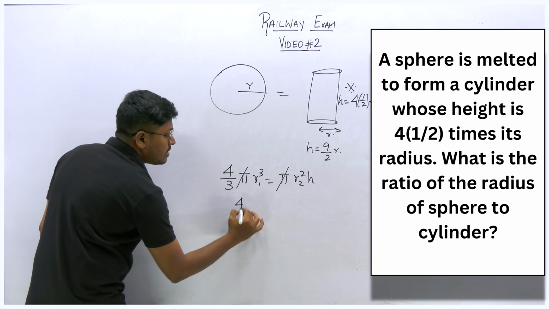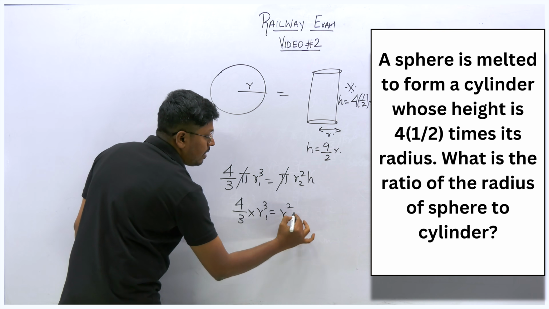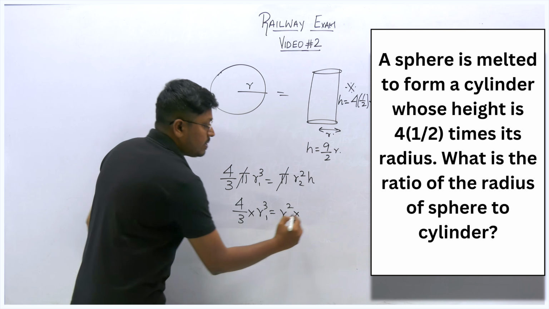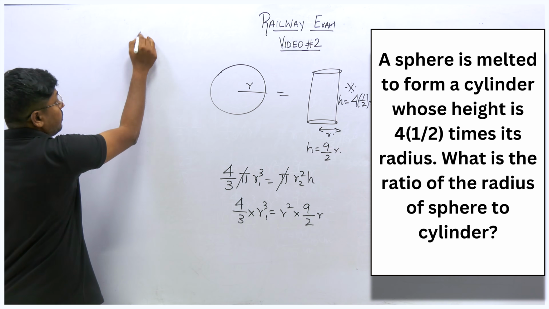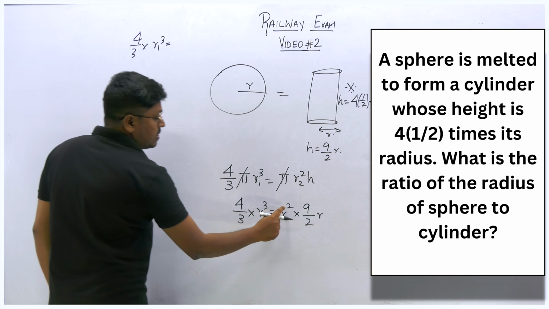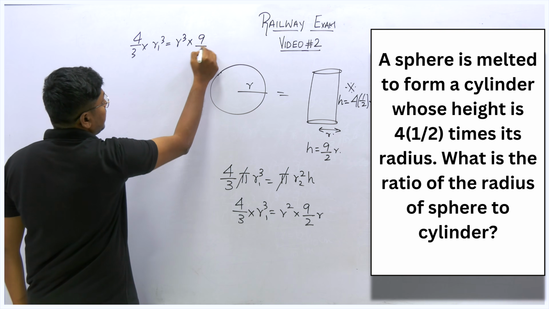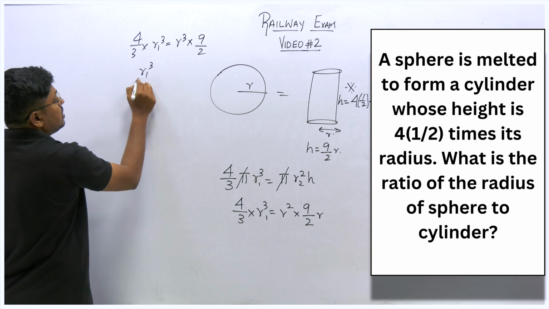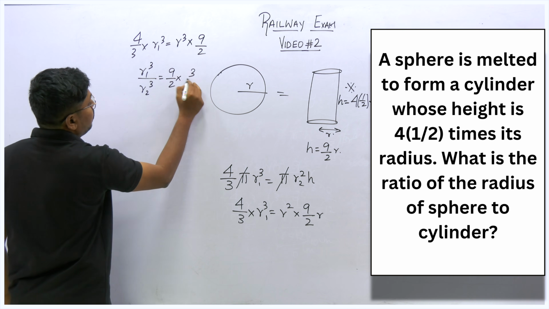So this can be written as 4 by 3 r cubed equals r squared into height. They have given a clue that the height will be 9 by 2 r, so write the height as 9 by 2 r. Now we can write 4 by 3 into r1 cubed equals r squared into r, which is r cubed, into 9 by 2. Bring this r cubed to the denominator, so r1 cubed divided by r2 cubed equals 9 by 2 into 3 by 4.